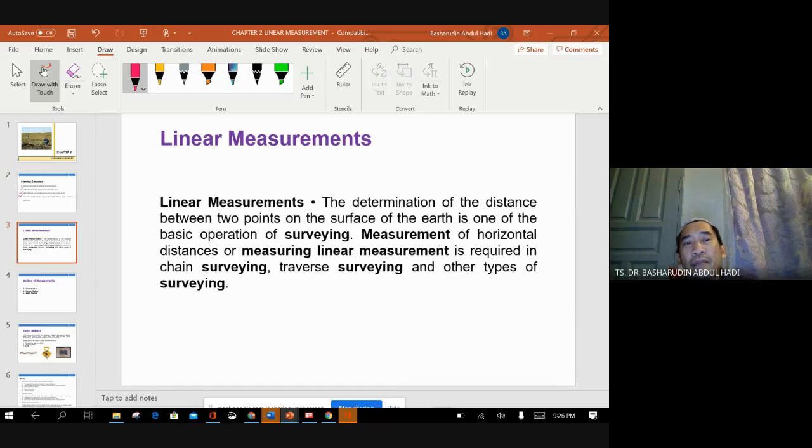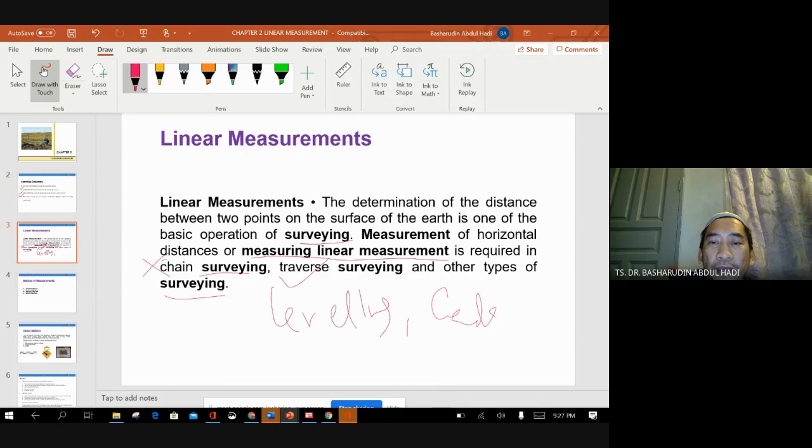Okay, what is the meaning of linear measurement? Linear measurement is determination of the distance between 2 points on the surface of the earth. It is one of the basic operations of surveying. Measurement of horizontal distance is required in chain survey, which we no longer do now, in traverse surveying and other types of surveying. For example, there is leveling, we have the cadastral survey, we have a plan survey. All of these use linear measurement.